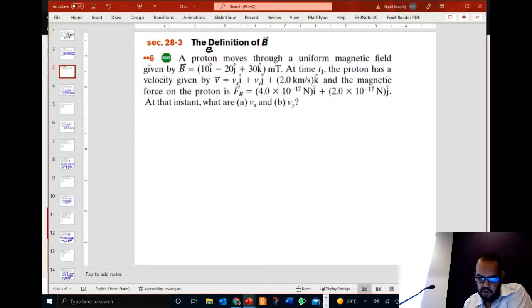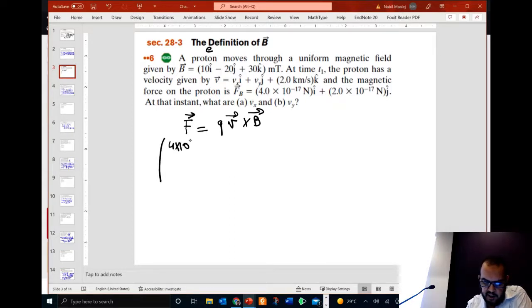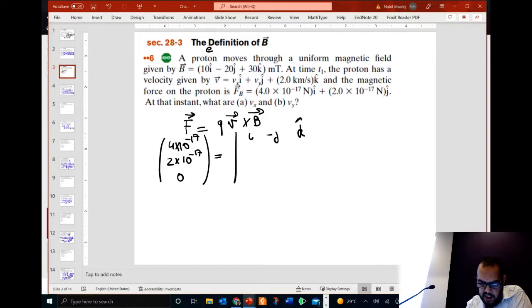All right, so we want to solve. The equation is the same equation: F is equal to Q V crossed with B. Instead of solving the vector equation, let me use the matrix method in this problem. So the force F, we write it like this: 4 × 10^-17, and 2 × 10^-17 j and 0 k. This is equal to the matrix i, j, k.